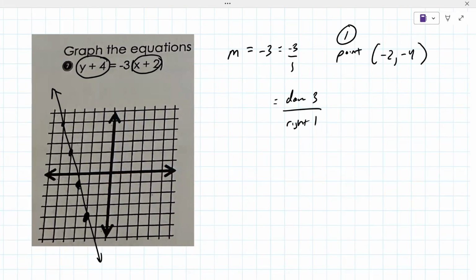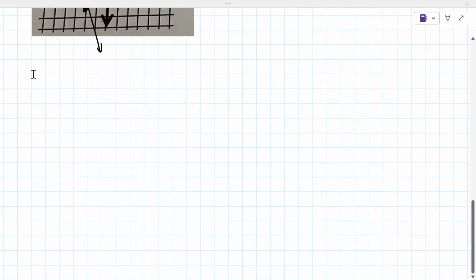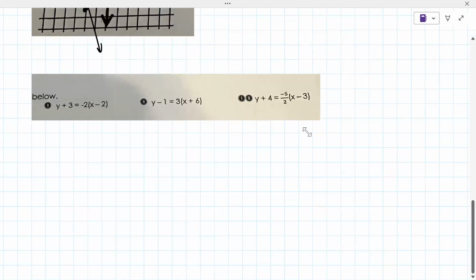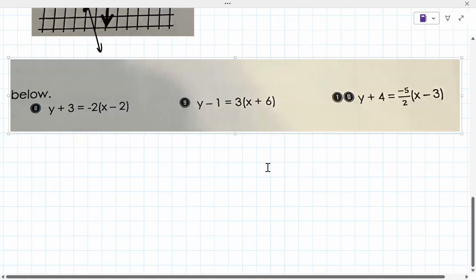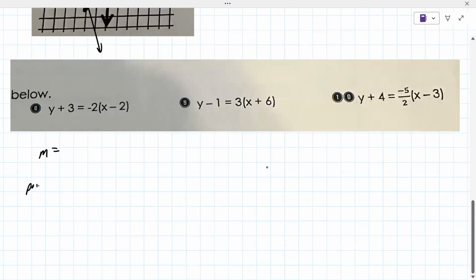So the thing I think that is really the challenge here is to make sure you get the right point. So what I'd like you to do is just quickly tell me the point for each of the next 3. That'll make graphing them pretty easy, or the slope and the point, I guess.